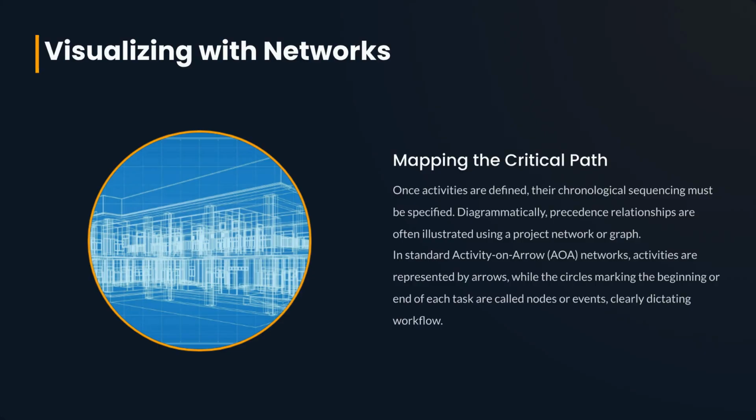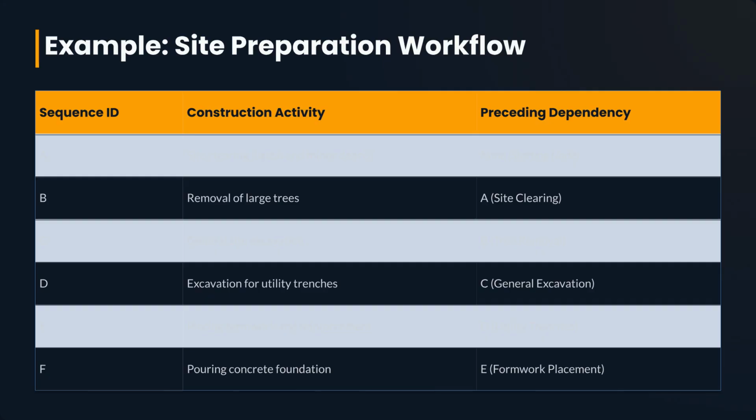Historically, one common method was the Activity on Arrow, or AOA, network. In these diagrams, the arrows represent the actual work activities, and the circles, the nodes or events, mark the specific beginning and ending points of those tasks. This visual map clearly dictates the workflow and helps us identify which sequence of tasks is absolutely critical to finishing the project on time. This table illustrates a sample site preparation workflow of a construction project.